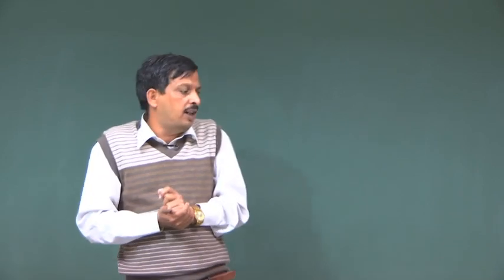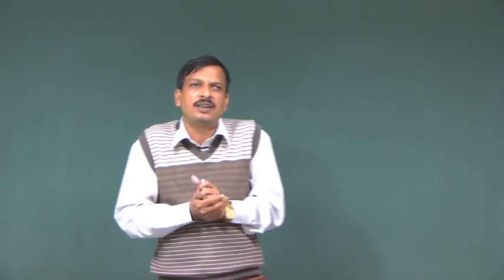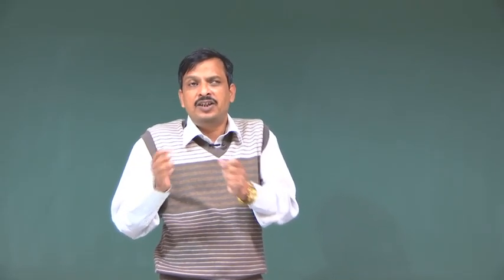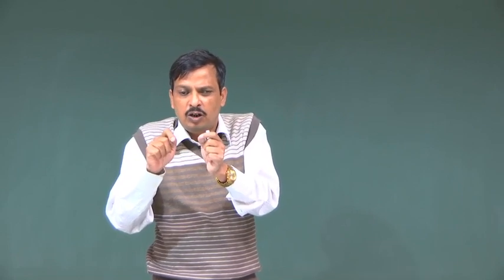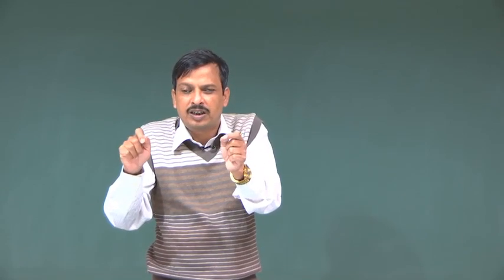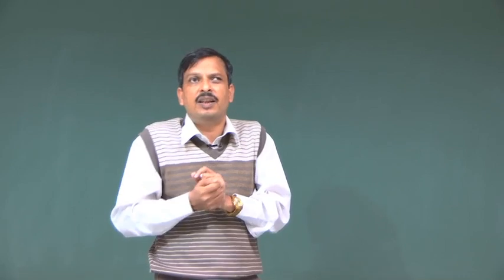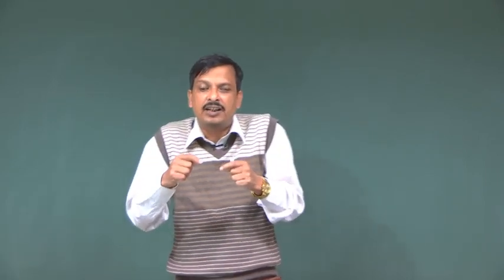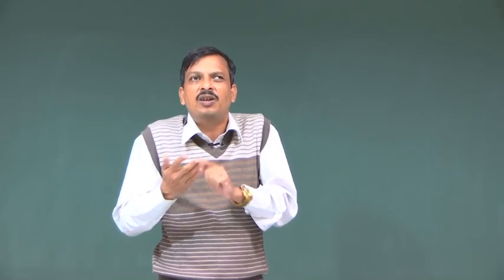In the psychomotor domain also there are 5 categories: imitation, manipulation, precision, articulation and naturalization. The lowest category is imitation, then manipulation, then precision, then articulation and naturalization. What is imitation? Suppose somebody demonstrates how a machine works. First I want to see the demonstration, then he tells me to just operate this machine. So, I try to imitate whatever is being shown to me. That is called imitation, like learning bicycling. While you are learning bicycling, initially you try to imitate how the person riding the cycle does it. That is called imitation.